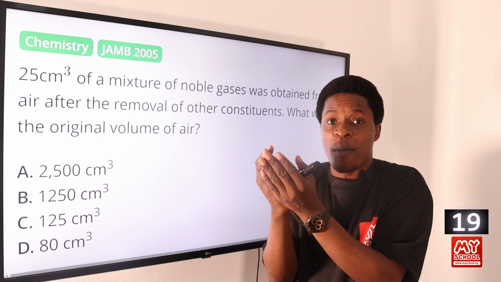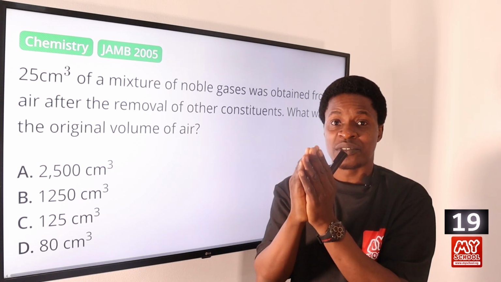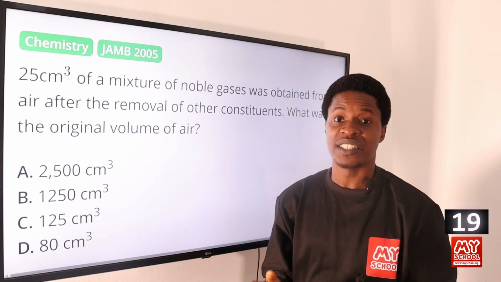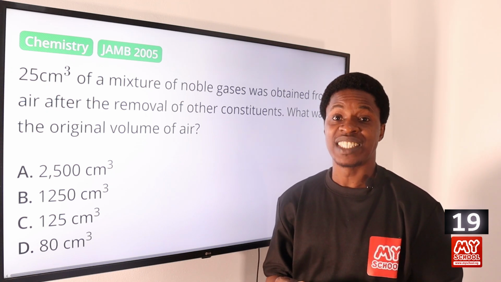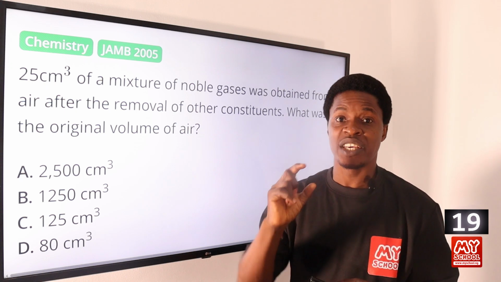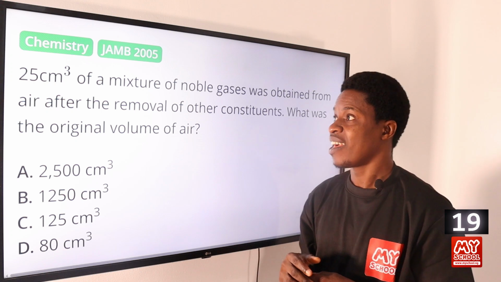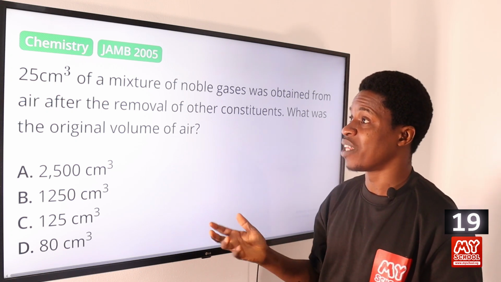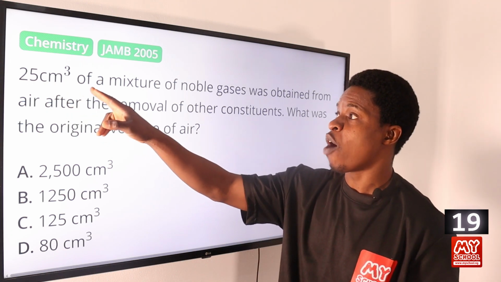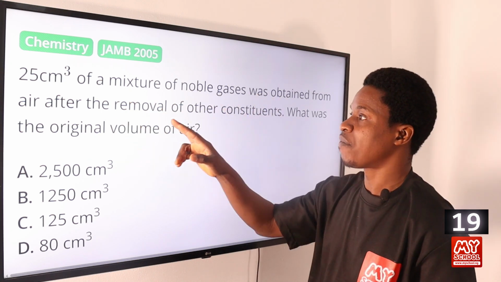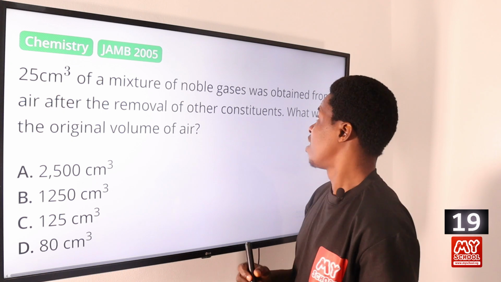So argon makes up a larger percentage of the composition of noble gases. In other words, what we are saying is that noble gases make up 1% of the total volume of air that we have. So now that we know that, we're told that 25 cm3 of a mixture of noble gases was obtained from air after the removal of other constituents.